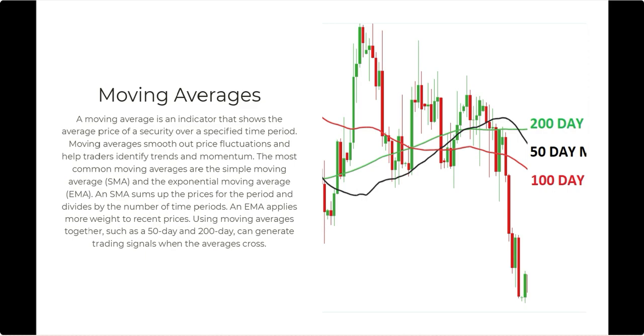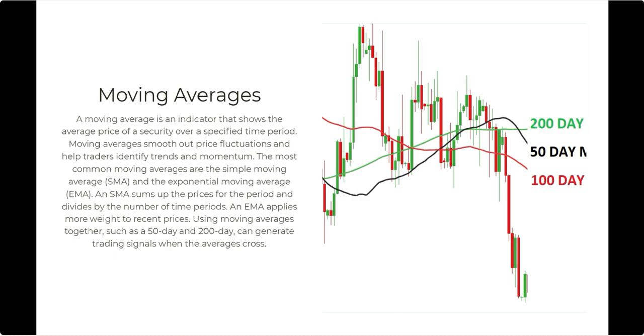So for the first example, we've got moving averages. We've got a picture of the candlesticks on the right of the chart. A moving average is an indicator that shows the average price of a security over a specific time period. Moving averages smooth out price fluctuations and help traders identify trends and momentum. The most common are the simple moving average, the SMA, and the exponential moving average, the EMA. The SMA sums up the prices for the period and divides by the number of time periods, and the EMA applies more weight to recent prices.